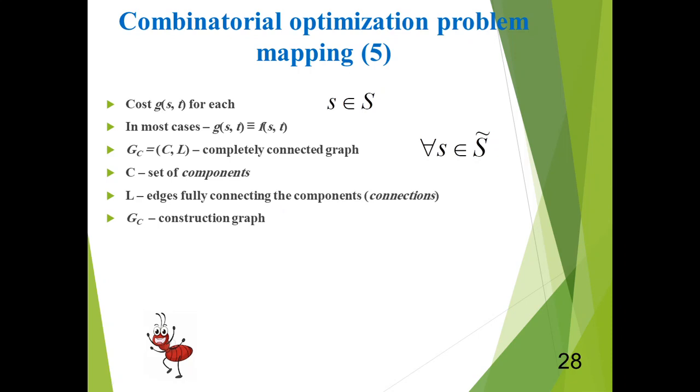Number five, problem mapping. Number five, construction graph GC. In most cases, FSTGC is a completely connected graph. C is the set of components, L fully connecting the components, and GC is the construction graph.